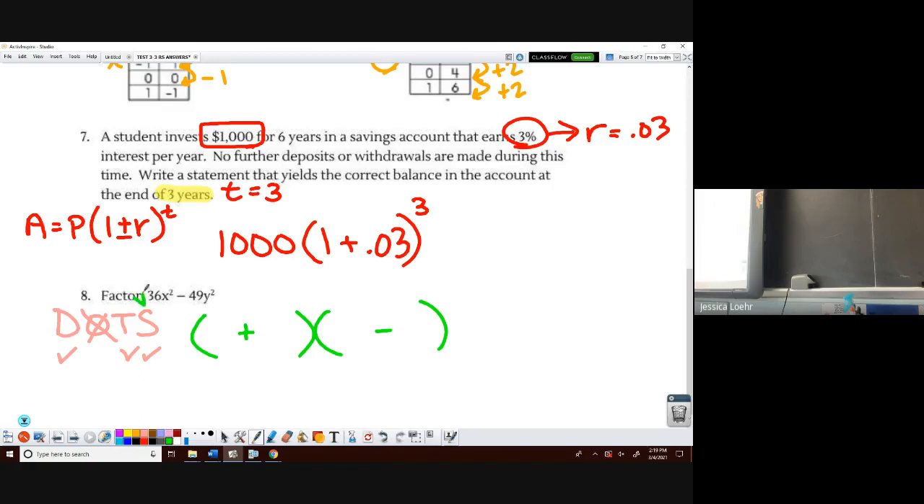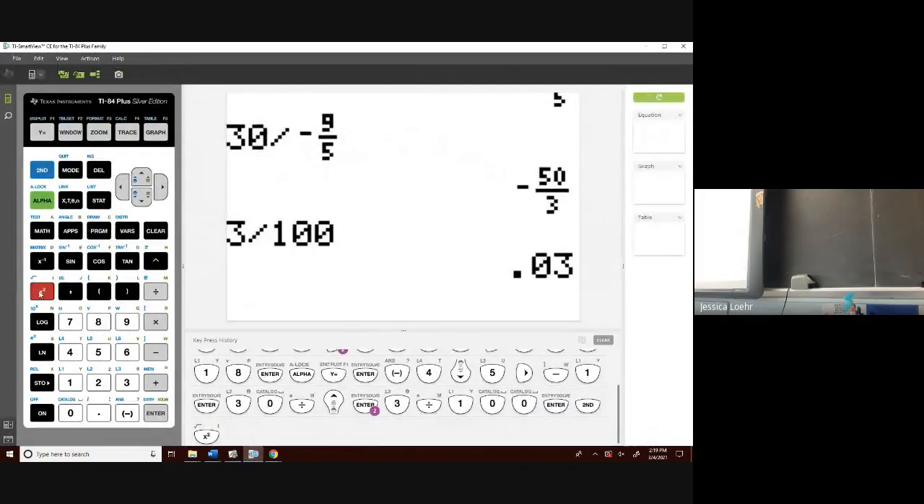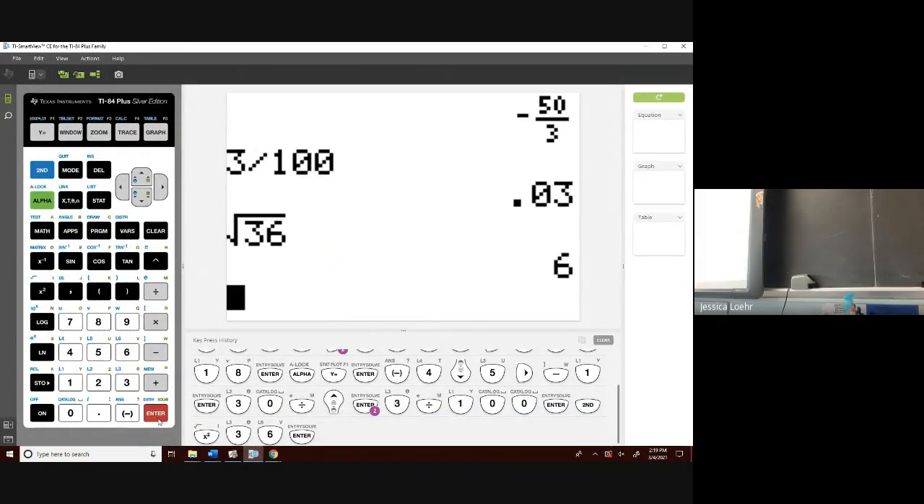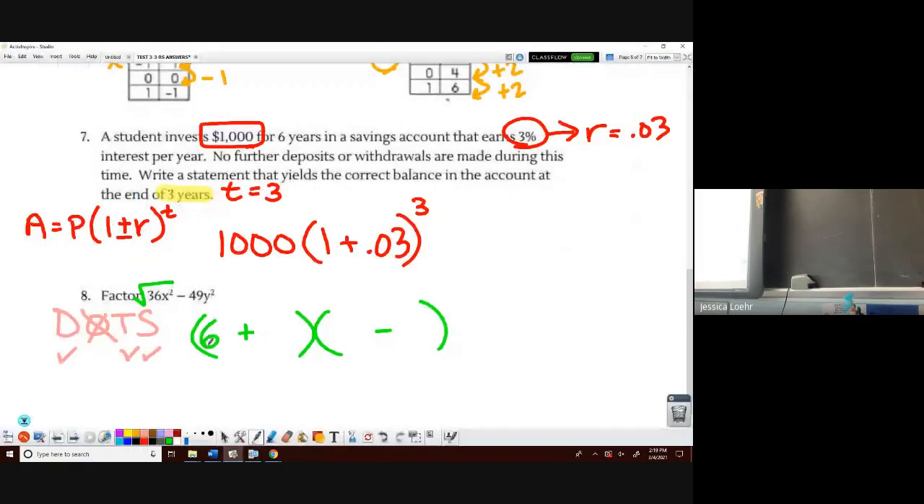36x squared, I'm taking the square root of that. If you're not sure what the square root of 36 is, second x squared in your calculator, 36, it will tell you the square root is 6. And then the square root of x squared is x. Remember, we just divide the power by 2. 2 divided by 2 is 1. So the new power is 1. 6x, 6x. Same thing for the 49y squared. Square root of 49 is 7. Square root of y squared is y. So it's 6x plus 7y, 6x minus 7y. When you're doing dots, you're always going to have the same exact bubble. The only difference is the sign. Questions on page 2.